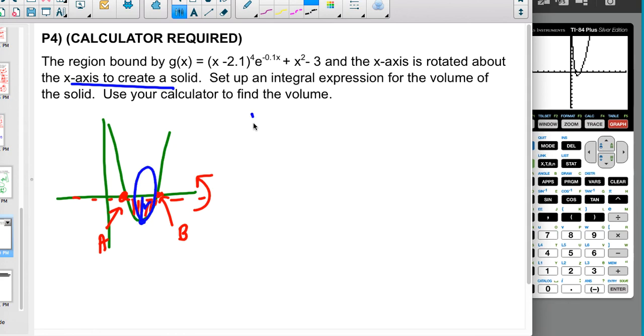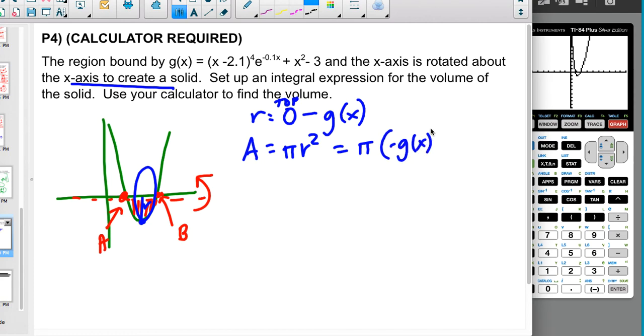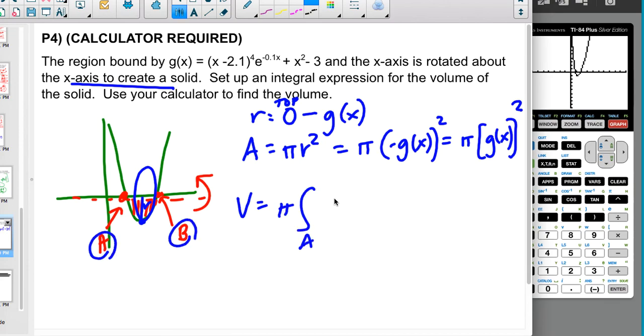So my radius is top minus bottom. My radius is 0, which is the x-axis, minus g of x, meaning the area of this one slice is pi r squared, which is pi negative g of x quantity squared, but because you're squaring it, you can just go ahead and say that it's g of x squared, right? So the volume is going to be pi times the integral from the starting disk to the ending disk, so a to b, of this g of x squared. So I can write the integrand without even knowing what a and b are, but then I have to go back and find a and b, right?